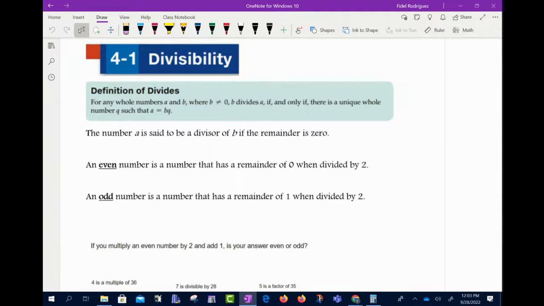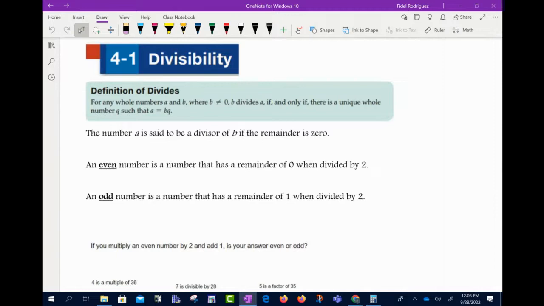But what does it mean for it to divide? It says for any whole numbers A and B where B is not equal to the number 0, B divides A if and only if there is a unique number Q such that A is equal to B times Q. Okay, so we're saying that A is said to be a divisor of B if the remainder is 0.